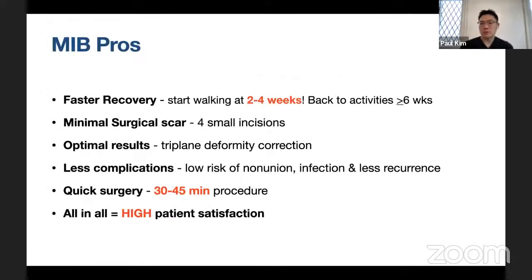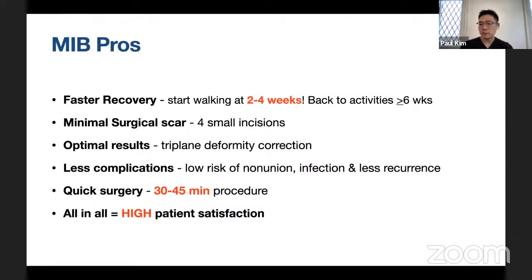So let's look at the pros of why MIS surgery. What's the whole point of it? Just because it's smaller incisions, because it's new fat? Well, there's a lot of pros. It's a faster recovery. I actually get my patients to walk in about 2 to 4 weeks. I get them back to being active in about 6 weeks. There's minimal surgical scars. There's only 4 small incisions.